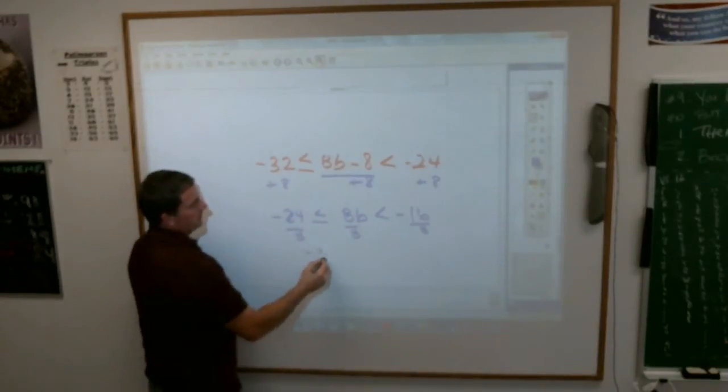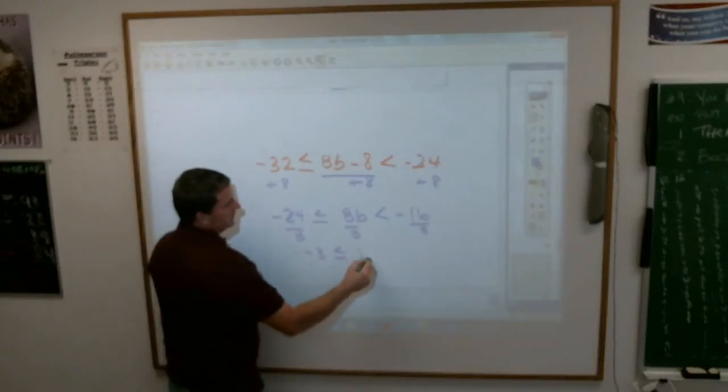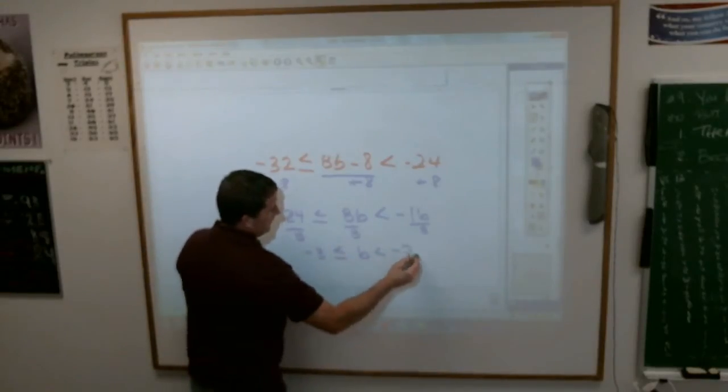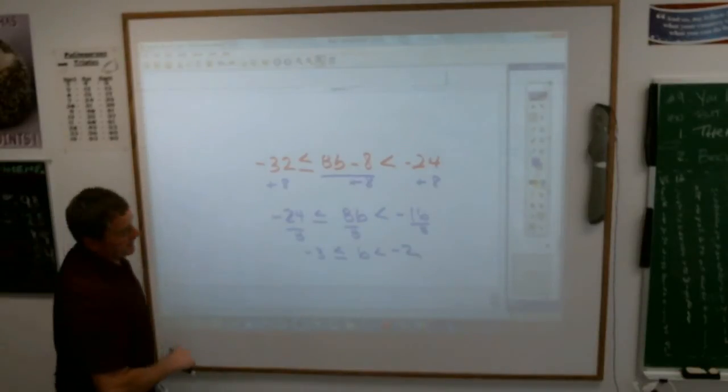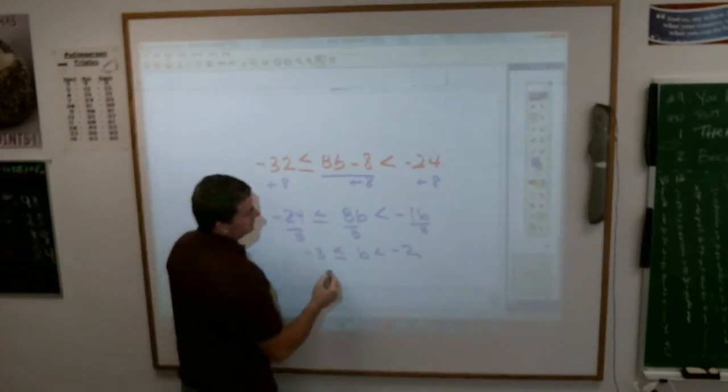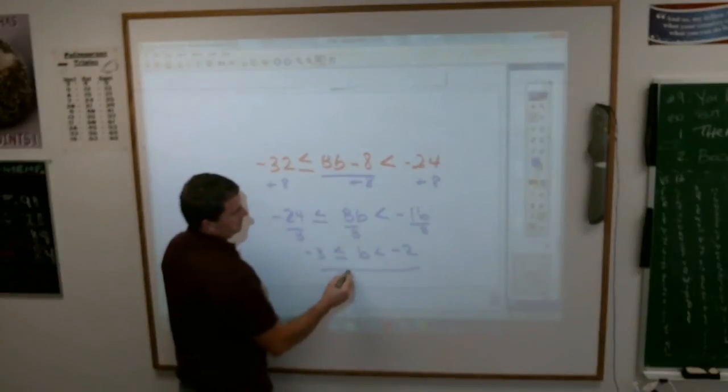So now this is a negative 3, less than, boom, B, boom. And reading this out, you would say B is greater than or equal to negative 3, and B is less than negative 2, which looks like this.